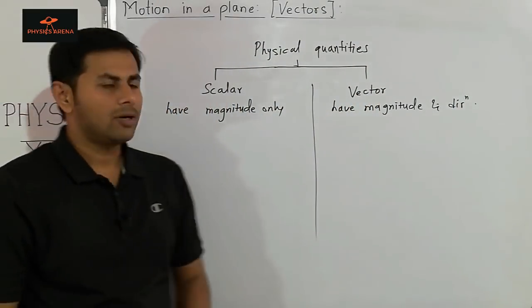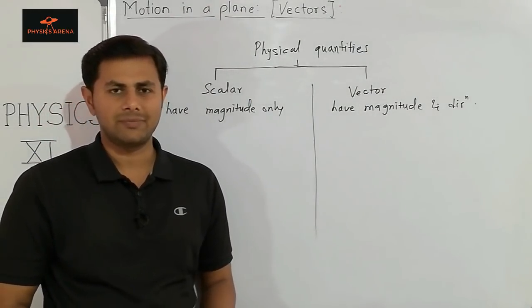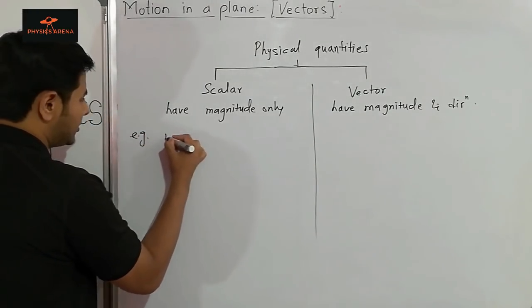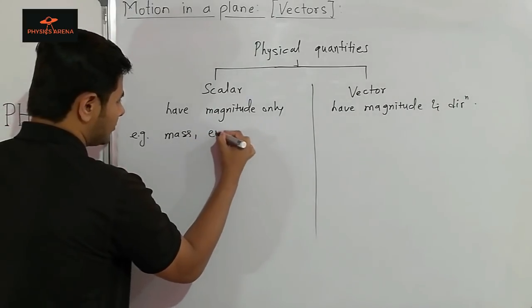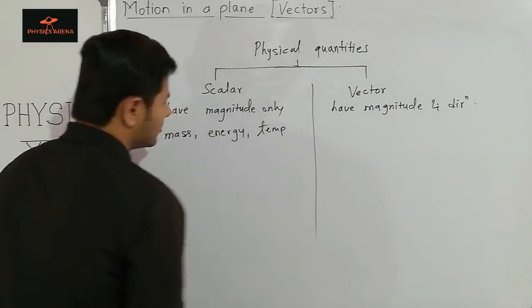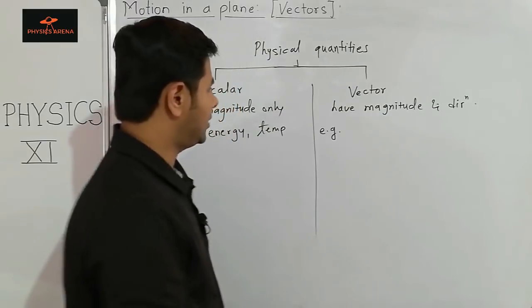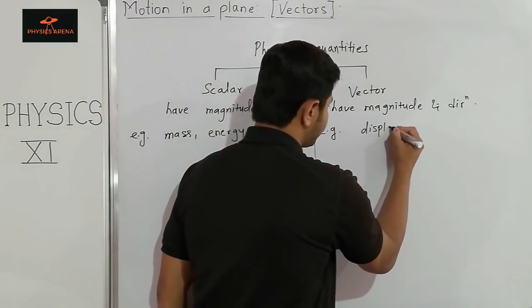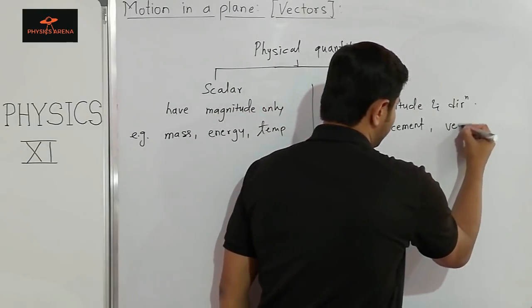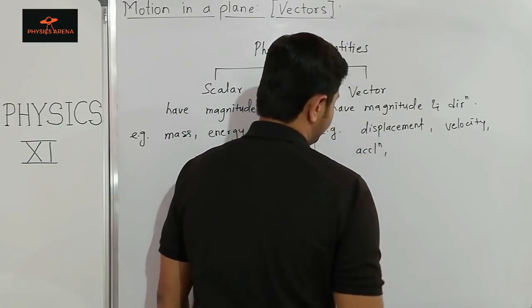What are examples of scalar quantities? Mass is a scalar quantity, time is scalar, energy is scalar, and there are plenty of them. Examples are mass, energy, temperature. And examples of vector quantities are displacement, then velocity, acceleration, force.